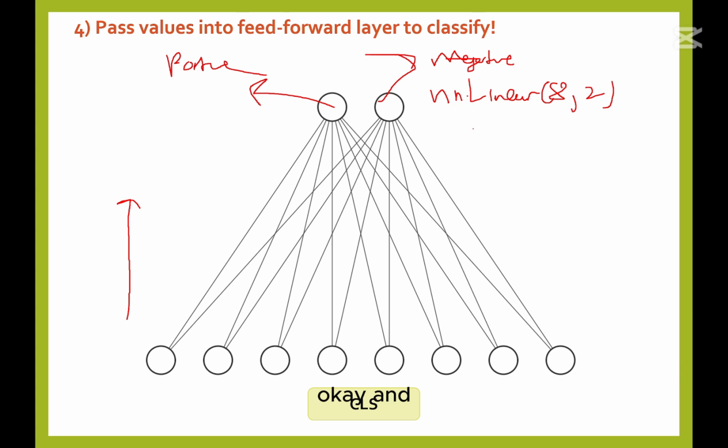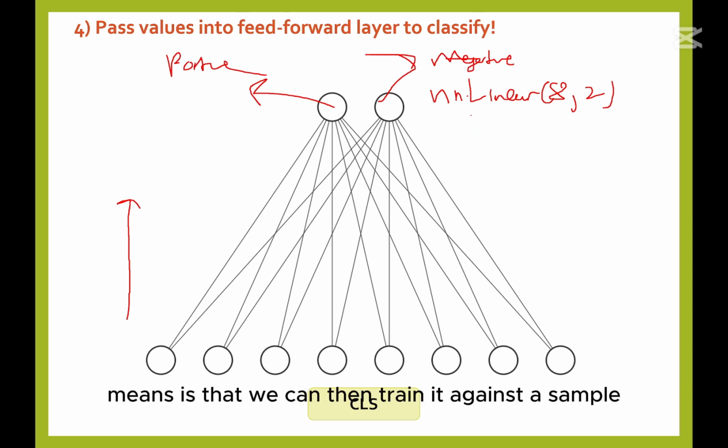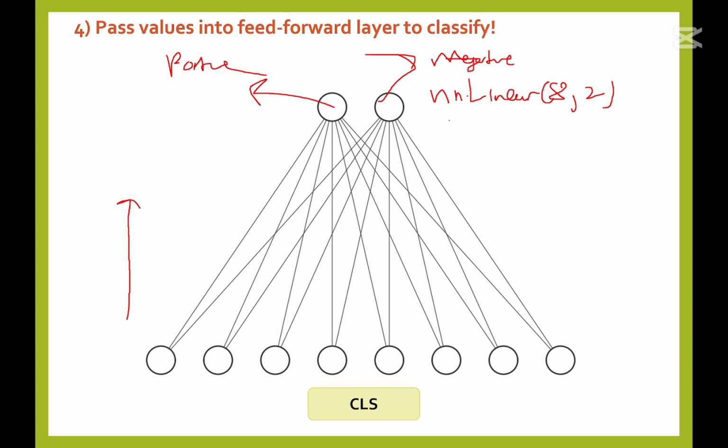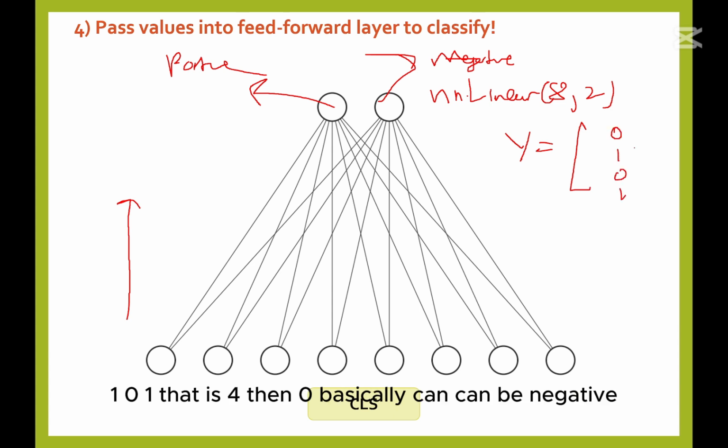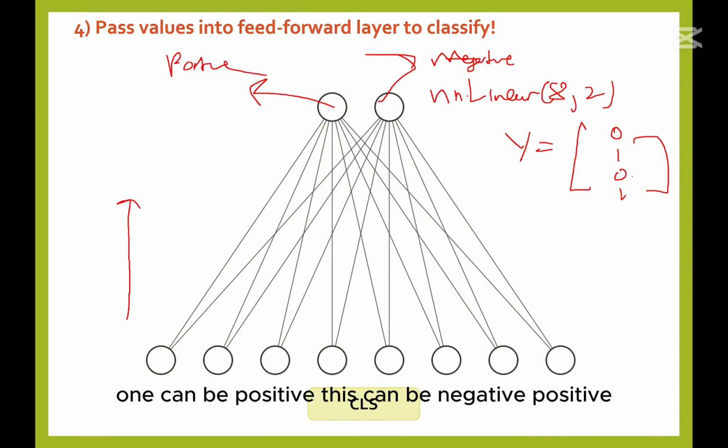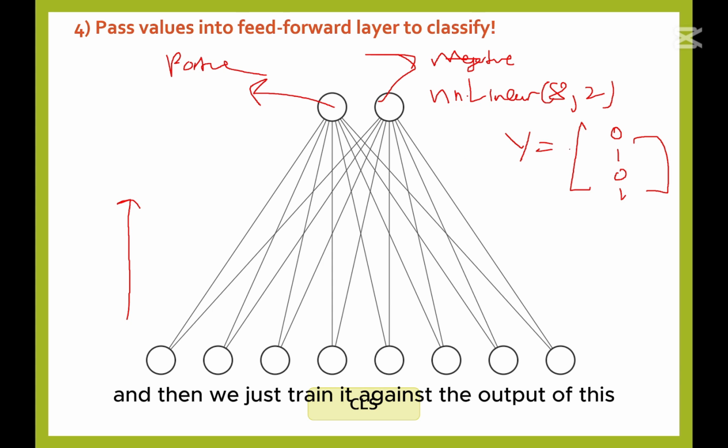Okay, and what this basically means is that we can then train it against a sample. Let's say the y values are 0, 1, 0, 1, let's say it's 4, then 0 can be negative, 1 can be positive, this can be negative, positive, and then we just train it against the output of this, which we'll see later during our implementation.